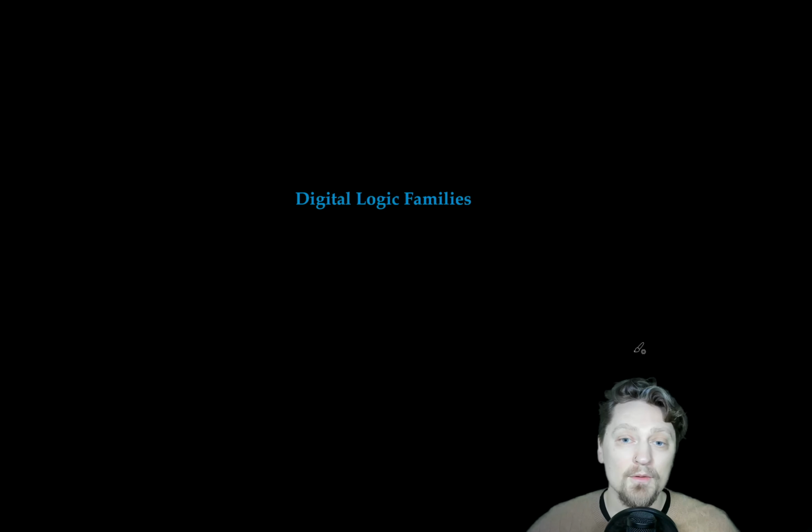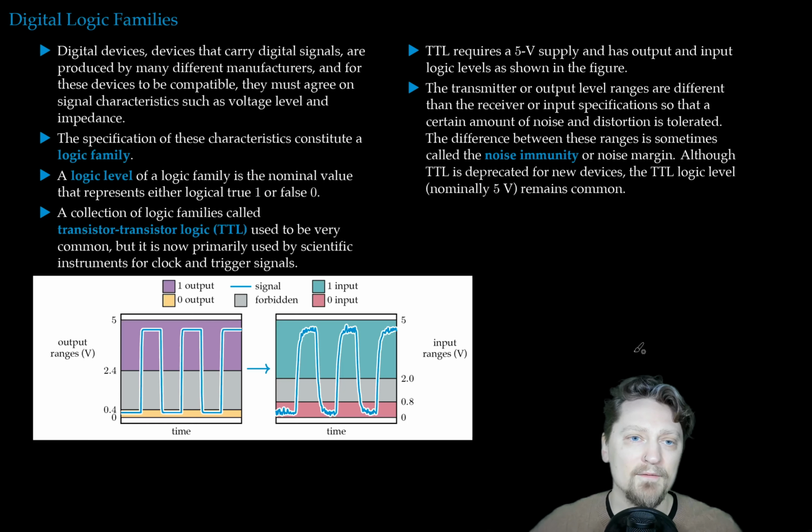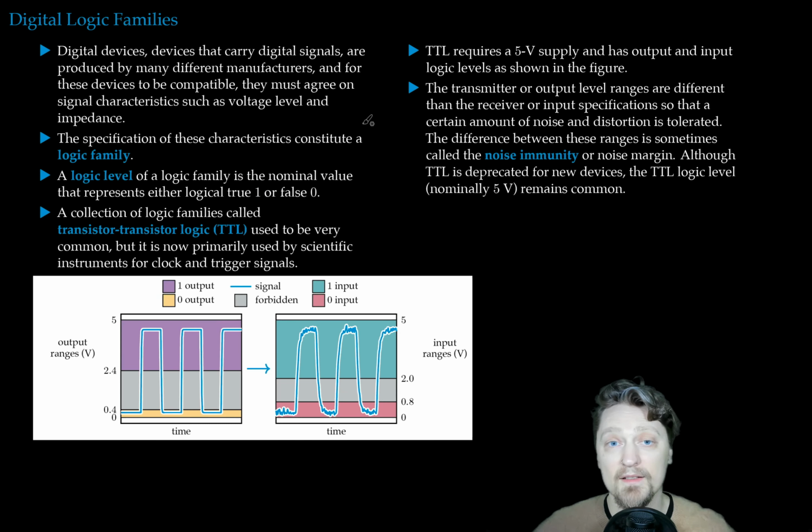Okay, quick introduction to digital logic families. Digital devices that carry digital signals are produced by many different manufacturers. And for these devices to be compatible, they must agree on signal characteristics such as voltage level and impedance. The specification of these characteristics constitutes a logic family. A logic level of a logic family is the nominal value that represents either logical true, 1, or false, 0.